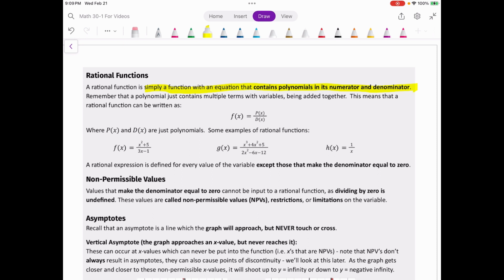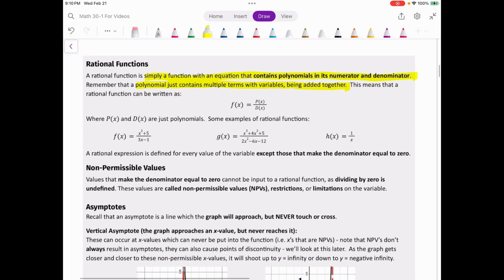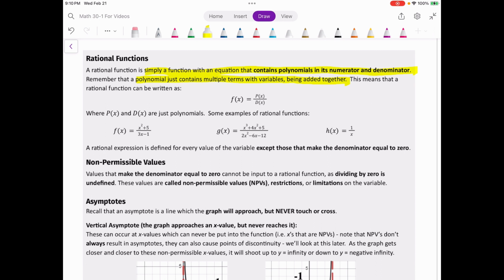If you need a reminder on what that means, what's a polynomial? It's just something that contains multiple terms with variables being added together or subtracted, right? The terms are separated by addition. For example, this is a 3-term polynomial in this numerator. It's got an x cubed term, a 4x squared term, and a 5 term. The constant term, the x squared, and the x cubed, right? So the terms are separated by addition and subtraction. And then each individual term is made up of a coefficient, 4 for this one, a variable, x, and an exponent, 2, or x squared.